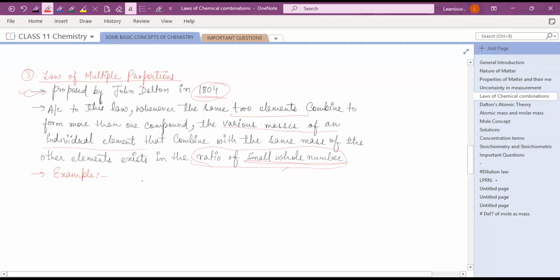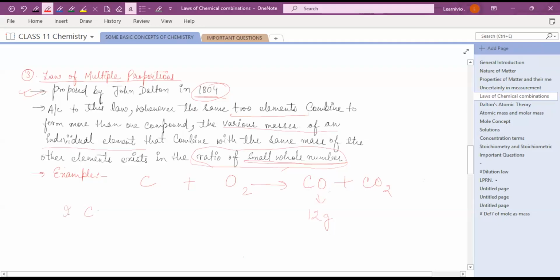For example, consider carbon and oxygen atoms. Carbon and oxygen combine, carbon plus O2, and when it combines, it can give carbon monoxide and also carbon dioxide, right? So in carbon monoxide, the amount of oxygen present for 12 gram of carbon is 16 gram. So 16 gram of oxygen will give 12 gram of carbon. Can we say that in carbon monoxide?